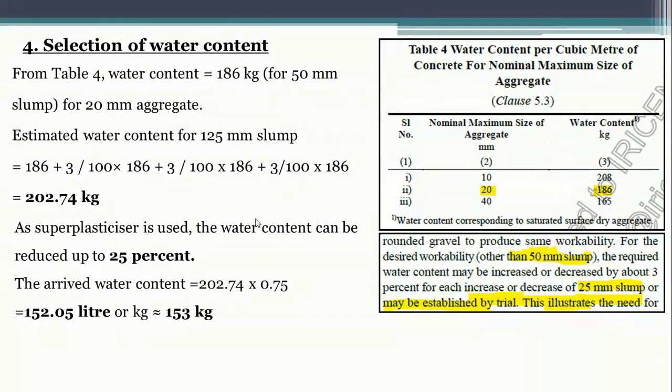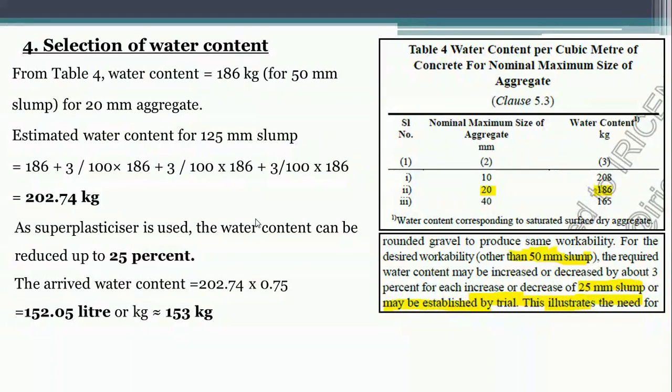Okay, I think you understood the previous step. 186.4 is for 50 slump, as per the table. Then we require the slump for 125. That means we have to increase the water content for another 75 slump. So I have split 75 into three parts. For every 25 increase in slump, we have to increase the water content by 3%. So 3% of 186, three times, increases the water content for another 75 slump. That gives the value of 202.74.